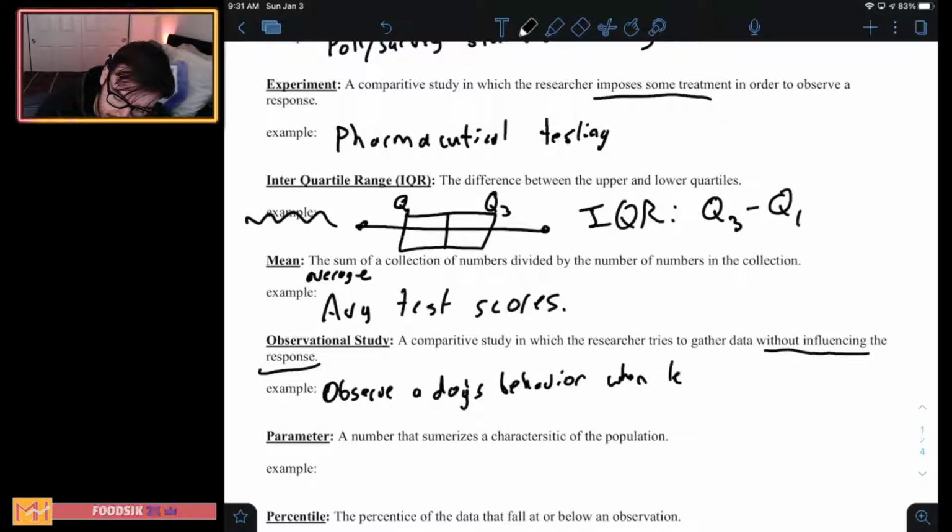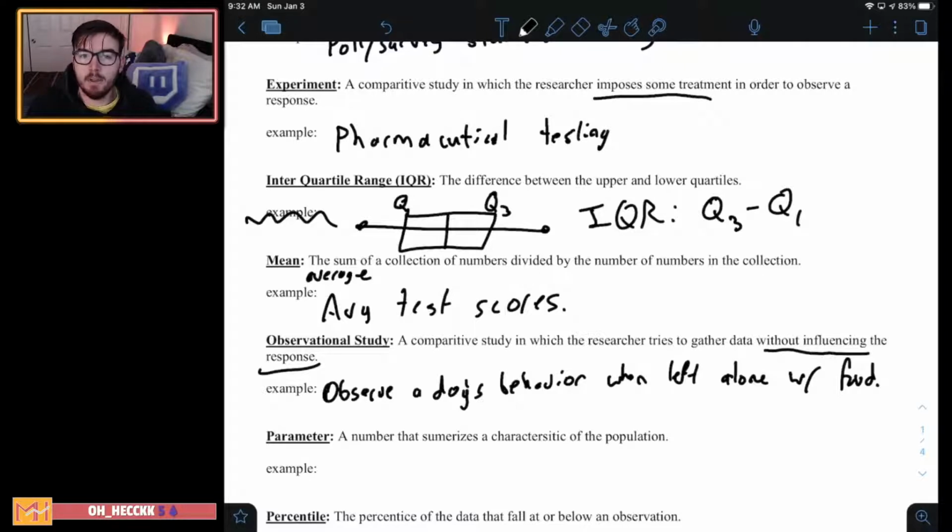Observe a dog's behavior when left alone with food, right? You've probably seen YouTube or TikToks or whatever where they set up the camera and they leave this juicy steak in front of the dog, and the dog is whimpering because they want to take it, but they don't want their mom or dad to be mad at them, so they just suffer, right? We're not imposing a treatment, right? We just left the dog in a room and said, okay, what are you going to do, right? That's an observation.